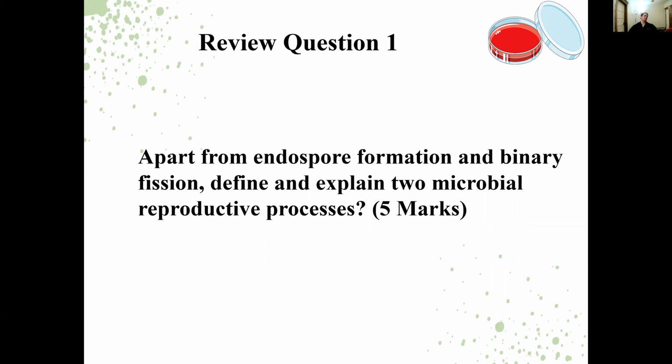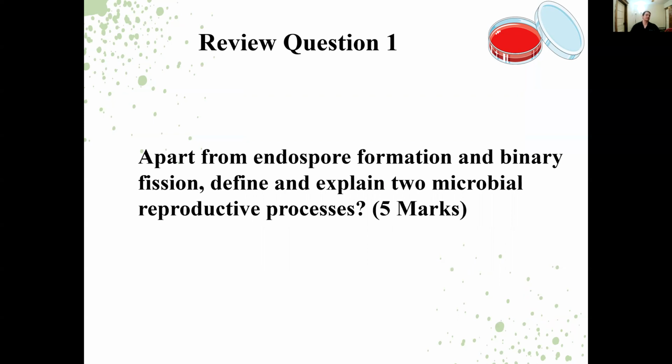I was asked by a few students to perhaps provide some alternate examples, maybe of some different ways that I could ask some of the questions, maybe even provide a few long form solutions to longer questions. And that's why I included some of the stuff I did today. So a question like this could be present in the midterms or the final exam, where I'm asking you, apart from endospore formation and binary fission, define and explain 2 microbial reproductive processes. And this will then be for 5 marks.